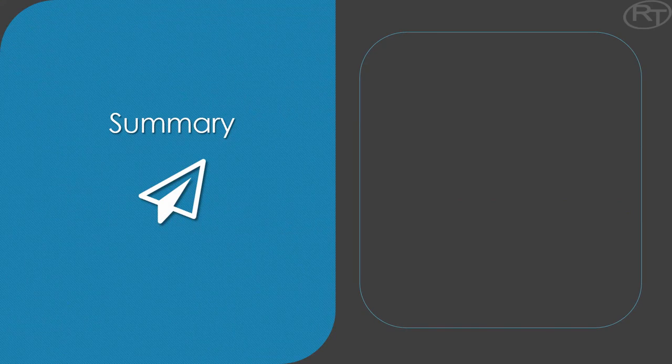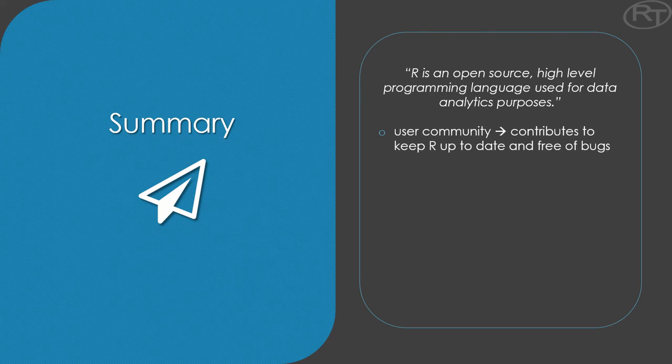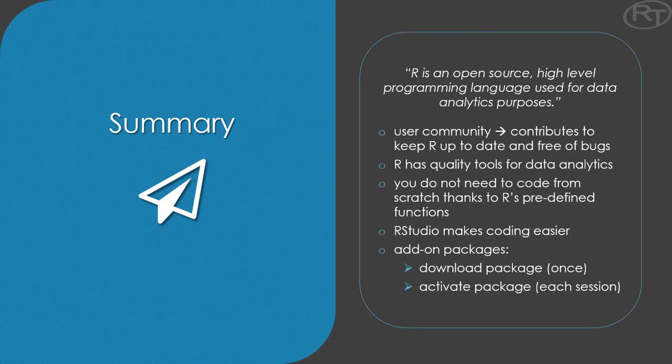Alright guys, let's recap what we learned in this video. We were discussing the general traits of R, which I put in one sentence. R is an open source, high-level programming language used for data analytics related purposes. Basically, that means that the R user community contributes to keep R free of bugs and up to date. R is used whenever you want to extract information out of data. And R has functions already available, you only need to set the right parameters. R is a programming language, that means there is code to be written. RStudio, with its click interface, makes it easier, but at the end of the day, you will have to code your way to the results. And at last, I showed you the 2 steps of working with those add-on packages. Don't forget, download a package once, but activate it in each session you want to use it.